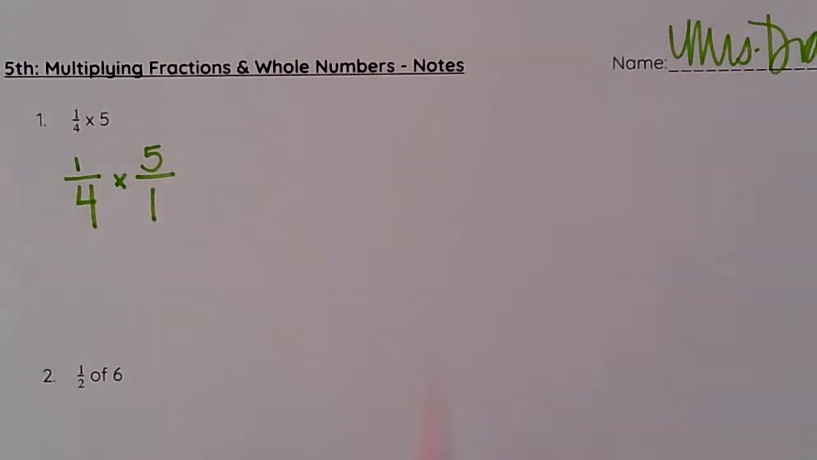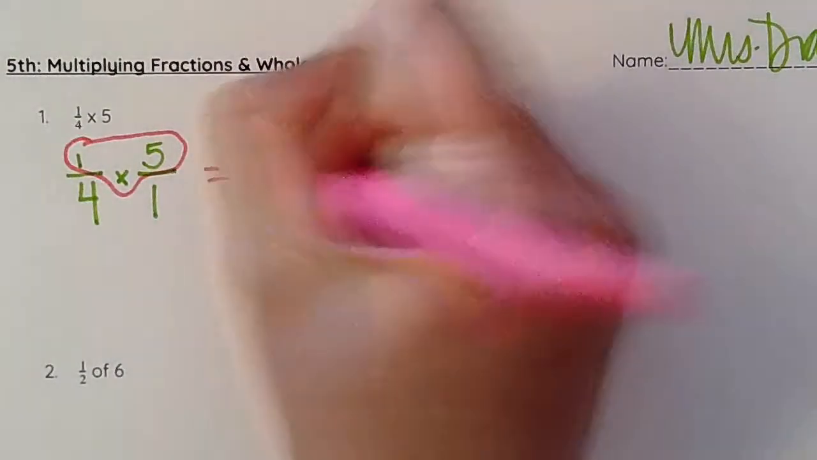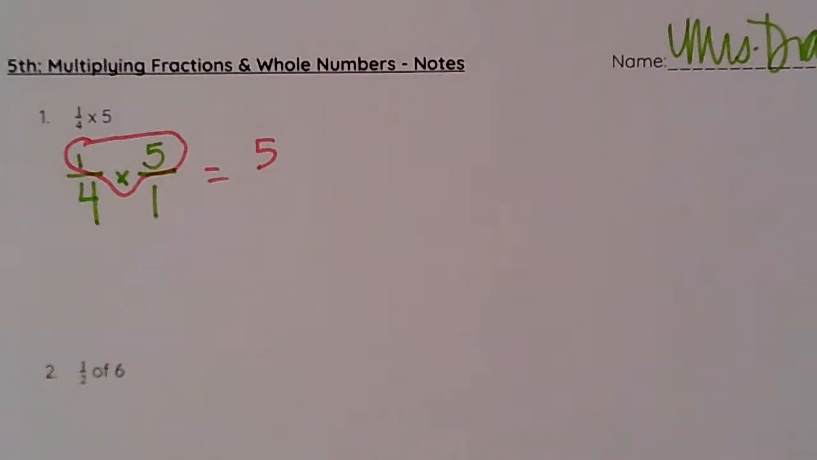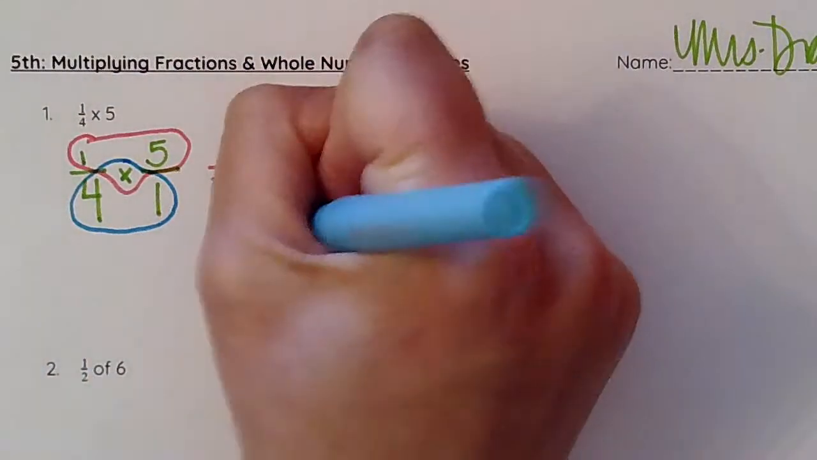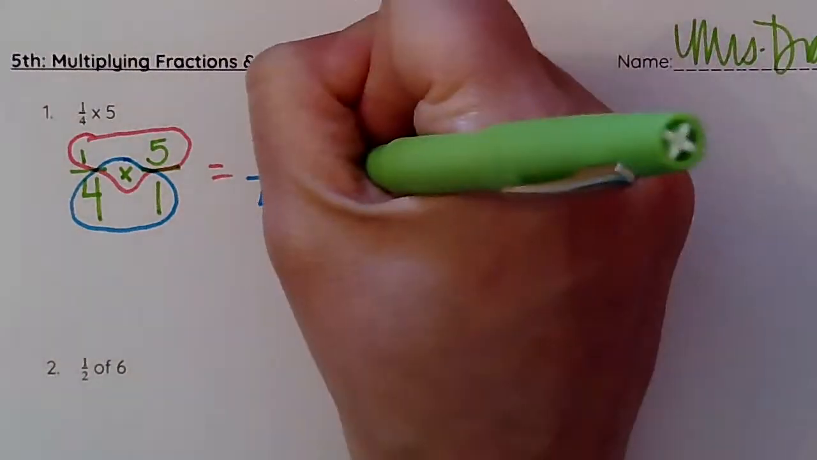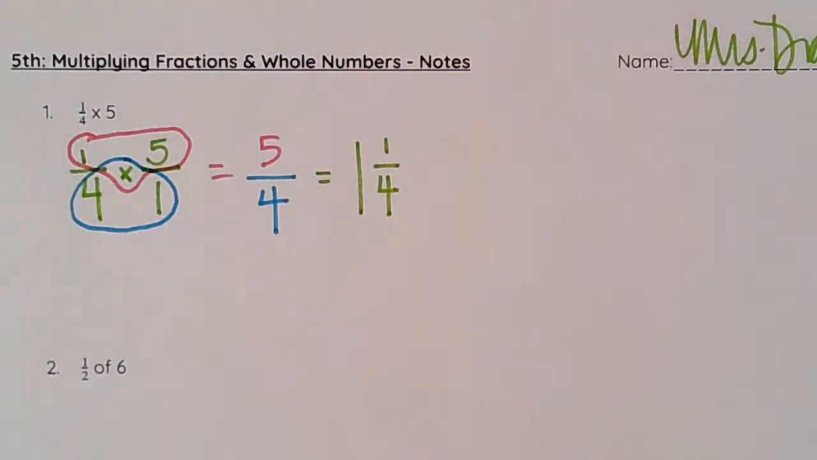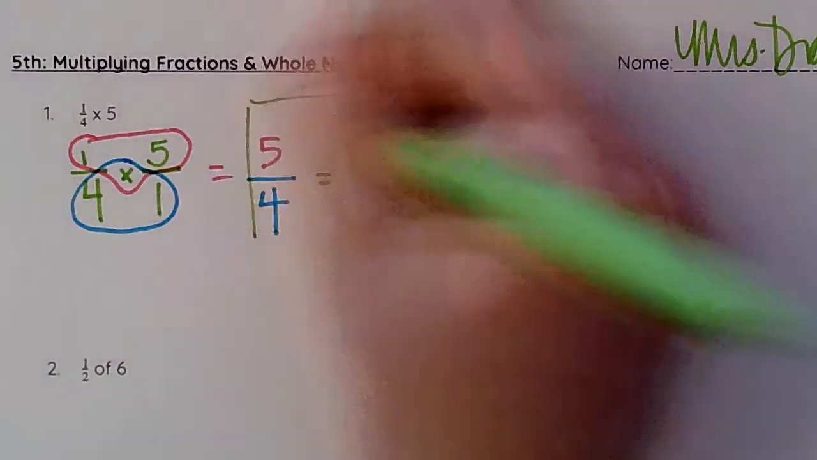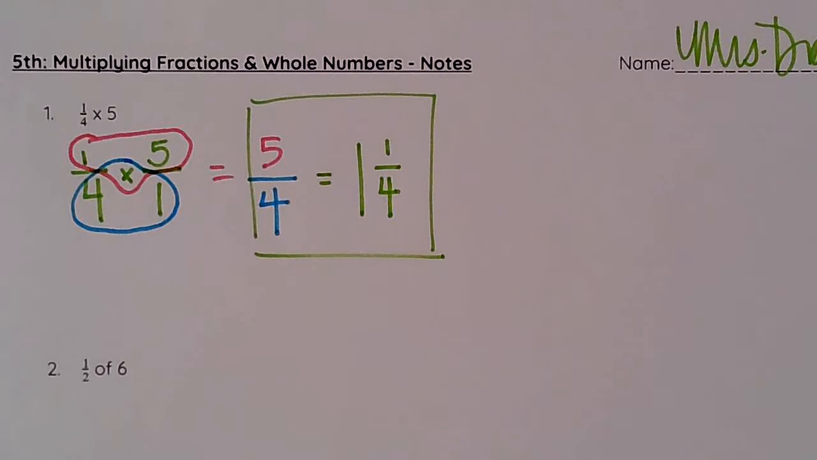So right here, I take a look and see, okay, 1 times 5 gets me 5. And then I multiply across with my denominators. 4 times 1 gets me 4. Now I can turn that into a mixed number by saying that 4 goes into 5 one time with 1 left over and 4 parts still. So there is my product, multiplying 1/4 times 5 wholes. 1/4 of 5 wholes is 1 1/4.